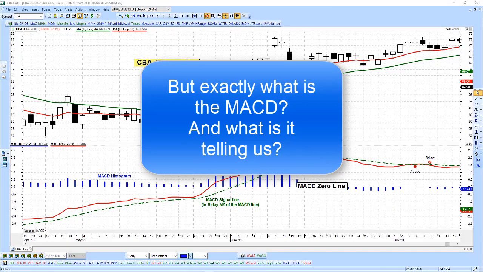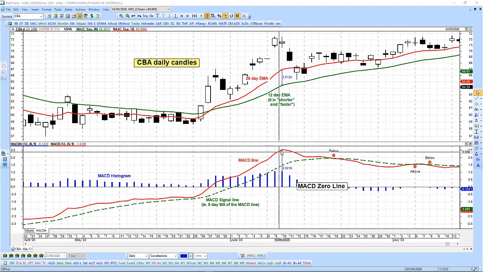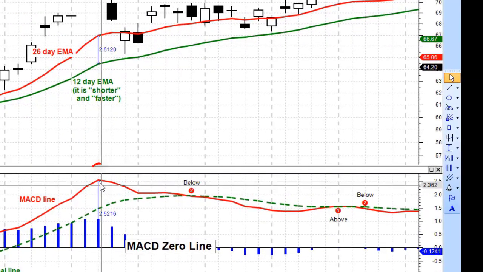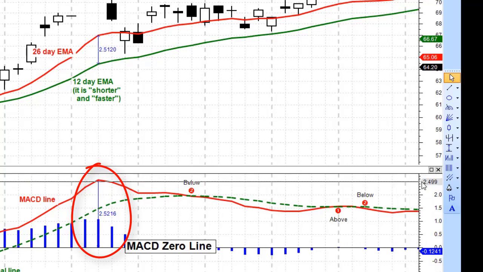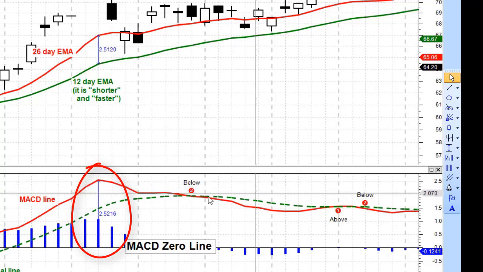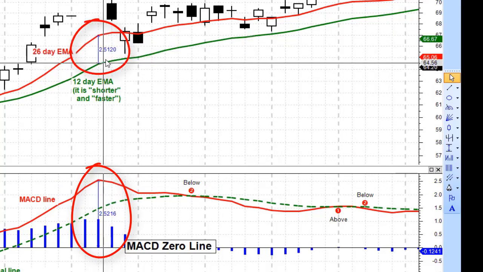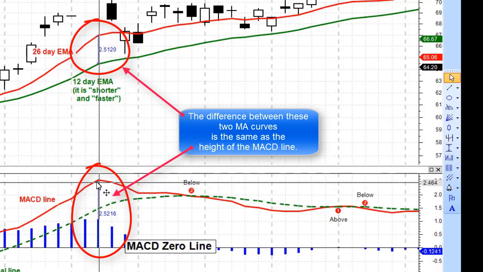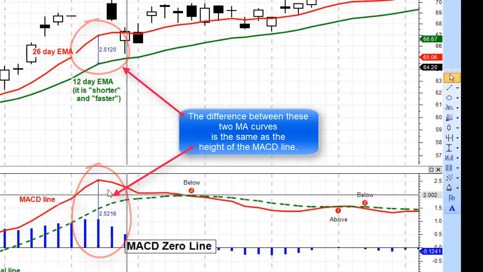But exactly what is it that the MACD is telling us? Let's have a look here. Remember that the MACD line is the difference between the two moving averages up here, and at this peak it's around about $2.50. Up here we can see that with the measure tool I've measured it at roughly $2.51. So the height of the MACD line tells us the difference between the two moving averages.